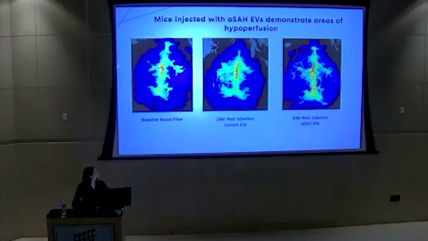So this is what the blood flow looks like. The baseline blood flow looks normal. 24 hours post-injection with control EVs, so EVs from a healthy patient, it looks pretty similar to baseline. And then, really interesting, 24 hours after injection with aneurysm EVs, we saw these little black dots of hypoperfusion. On the blood flow machine, the baseline blood flow is about 1,400, but these areas of hypoperfusion are about 400, 500. So something is decreasing the blood flow.